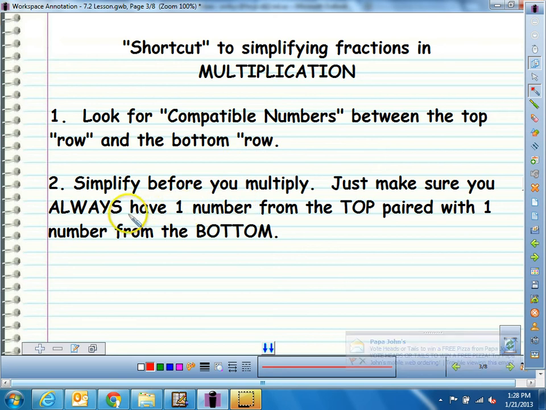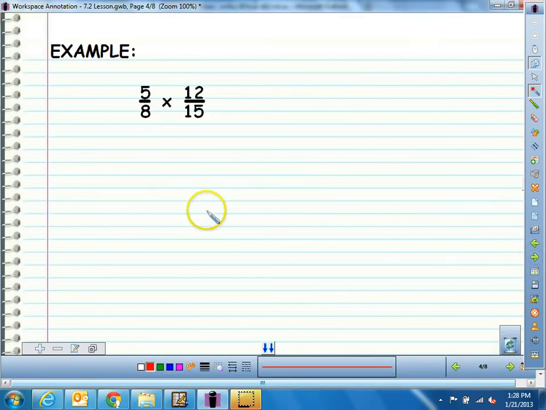The key to this is to always have one of your numbers has to come from the top, one has to come from the bottom. So let's try it out. What we mean by this is I have 5 and 12 on my top row, 8 and 15 on my bottom row. Is there one of the numbers? So if I'm going to take 5, does 8 or 15 work well with 5, being that I can reduce them? Yeah. I'm going to take 5 and divide it by 5. I'm going to take 15 and divide it by 5. When I do that, I'm going to replace this with a 3, replace this with a 1.